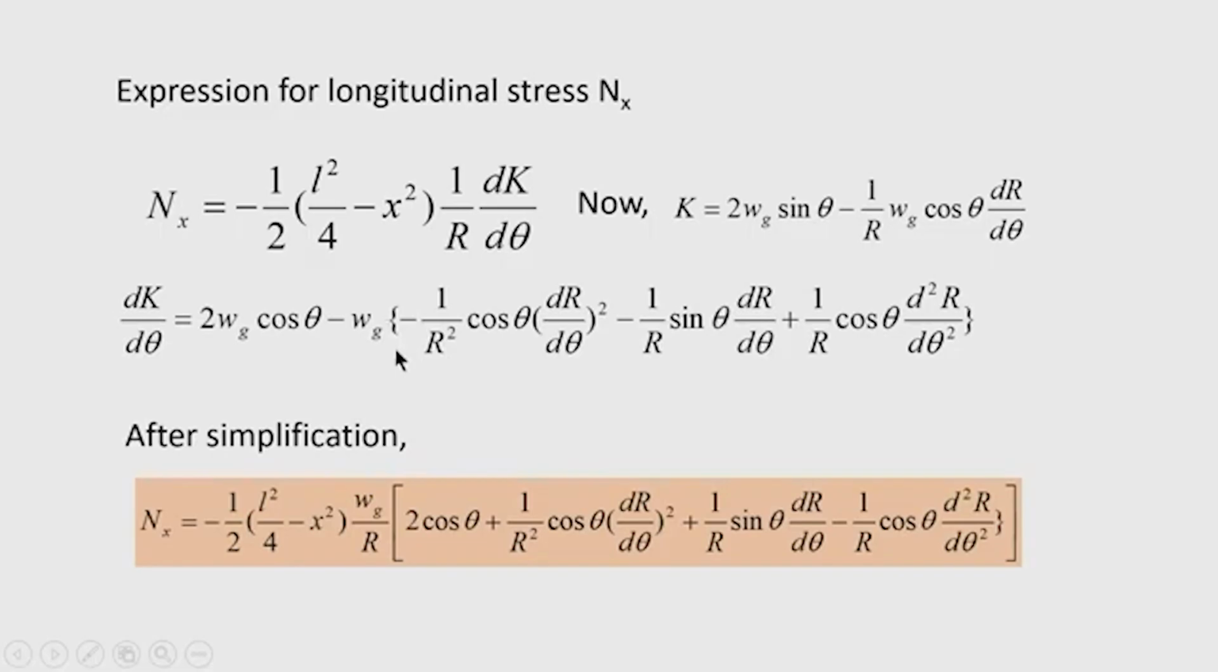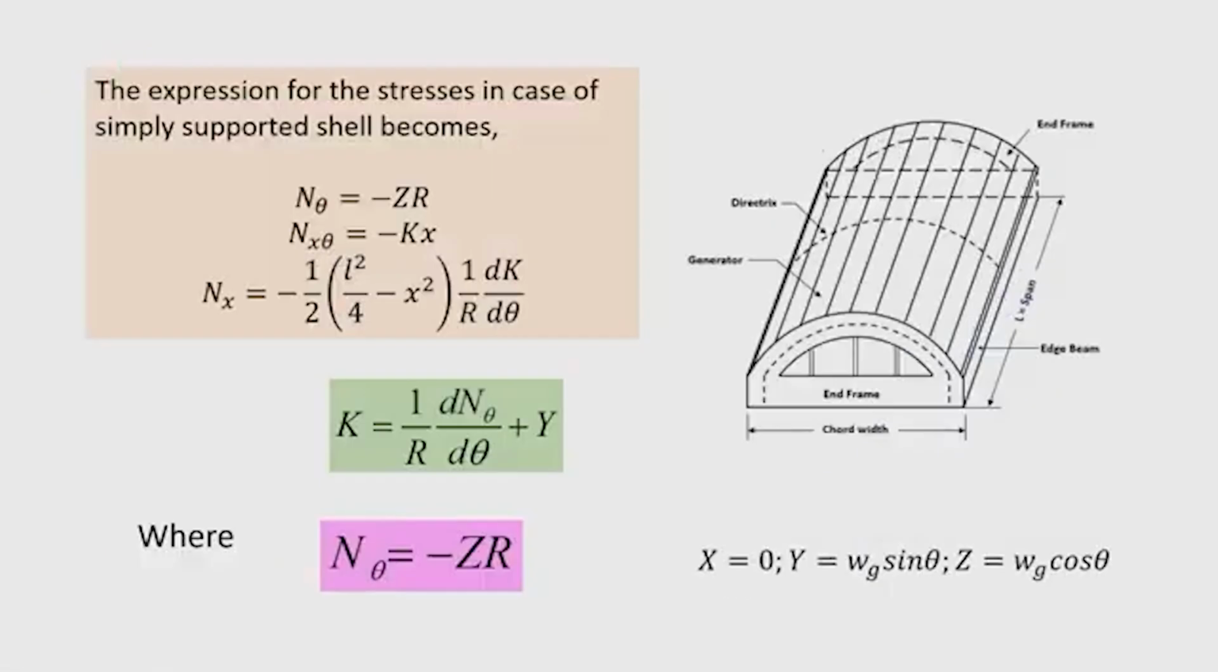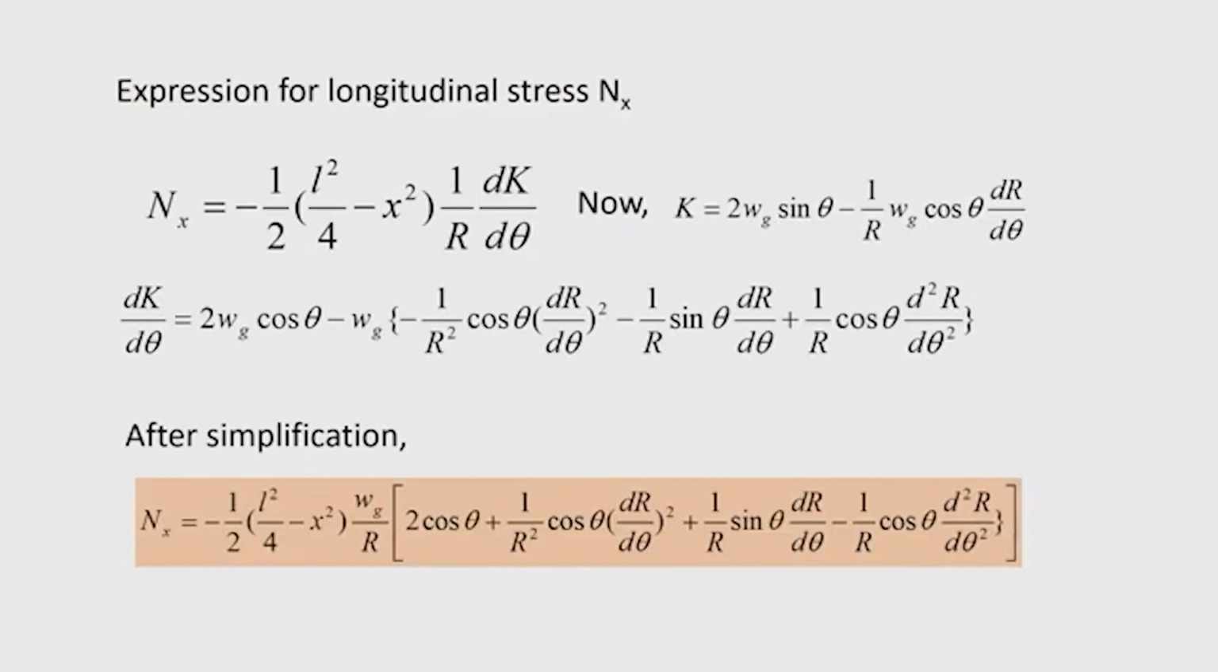Expression for longitudinal stress N x. For a simply supported shell we have obtained N x as minus 1 by 2 times L square by 4 minus x square into 1 by r dk by d theta. We will take this expression to find the longitudinal stress. So N x is written as minus 1 by 2 L square by 4 minus x square, 1 by r dk by d theta. Now this k is obtained as 2 W g sin theta minus 1 by r W g cos theta d r d theta.